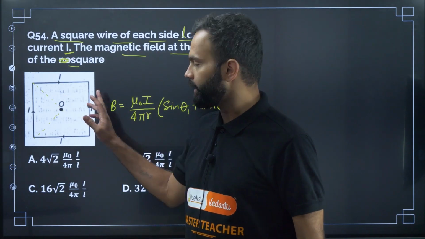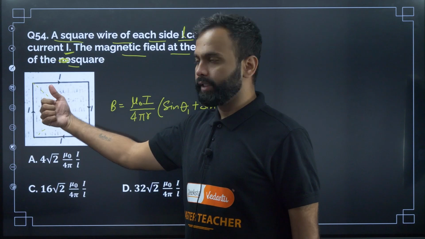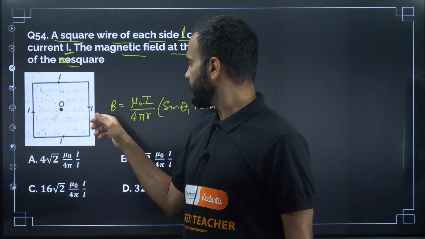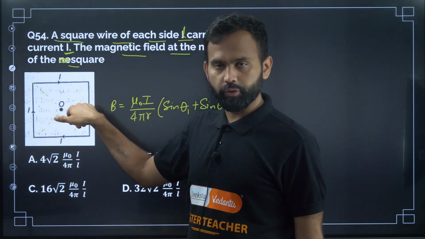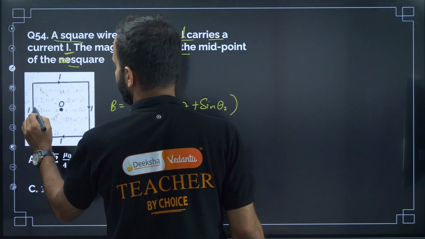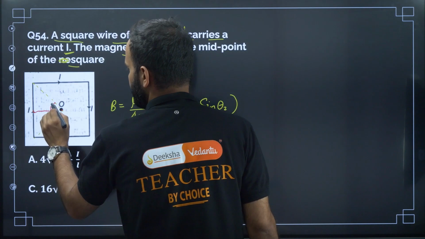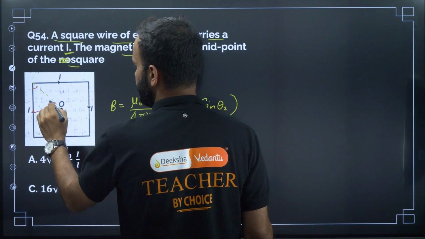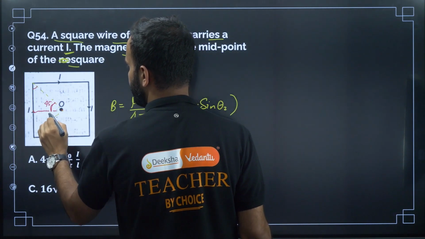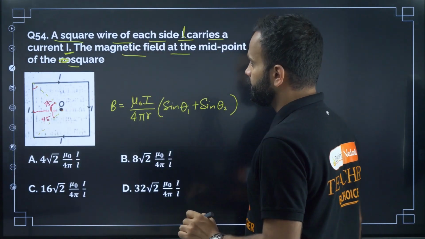Here there are 4 wires, right? The magnetic field at point O due to the first wire is into the plane, second wire into the plane, third wire into the plane, fourth wire into the plane, right? Okay, so what is this angle? Anyway, this angle is 45 degrees. So this angle will also be 45 degrees, and this angle will also be 45 degrees, isn't it?